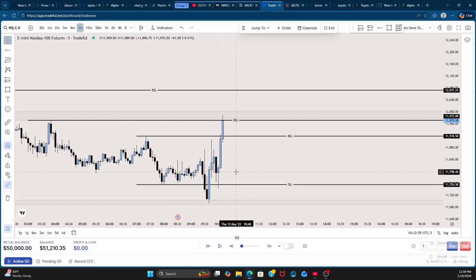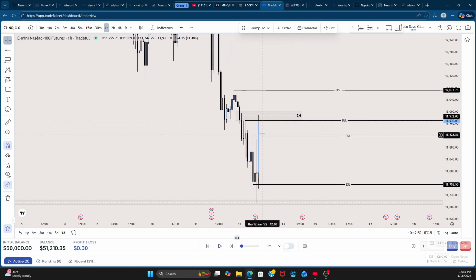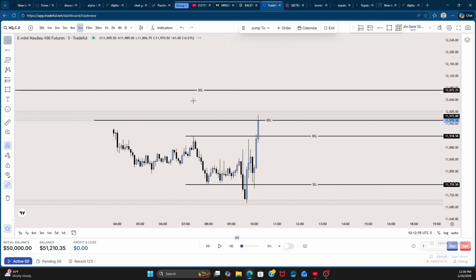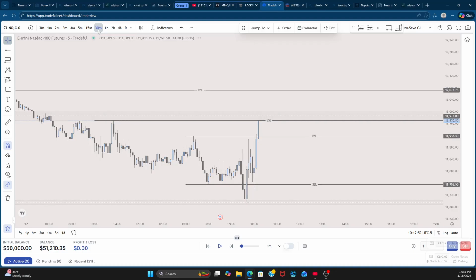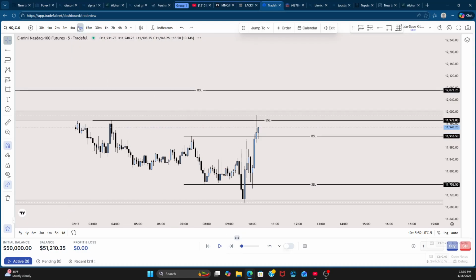We'll probably have to wait a little later. We'll probably have to wait for a move off of, is this a 2-hour? This 2-hour and this 1-hour gap. It's too late in the day to really see anything off of that, so we'll use the 30-minute. Nope, 15-minute, nope. Maybe a little move down into the 5-minute.